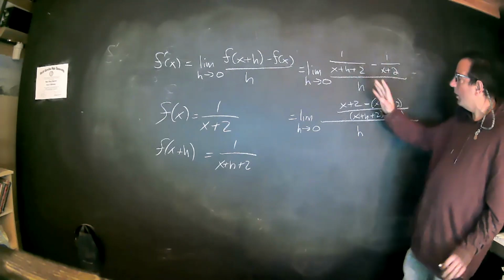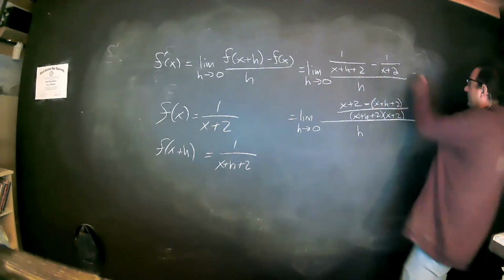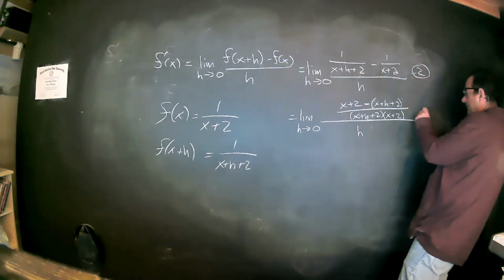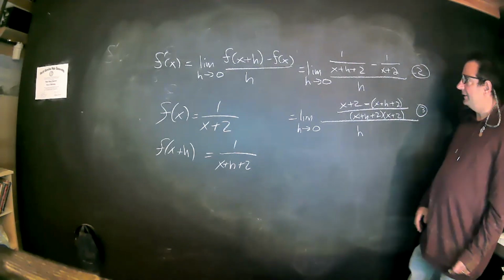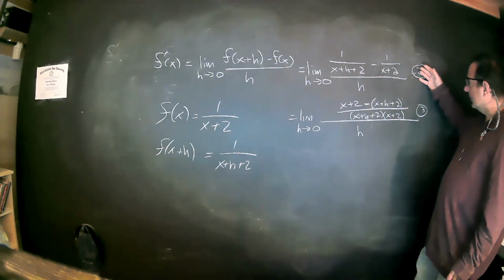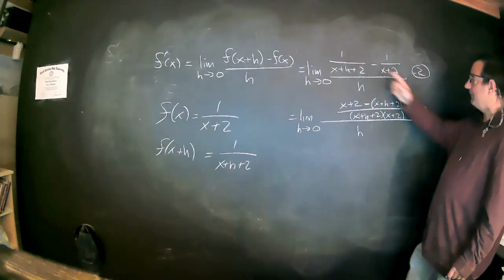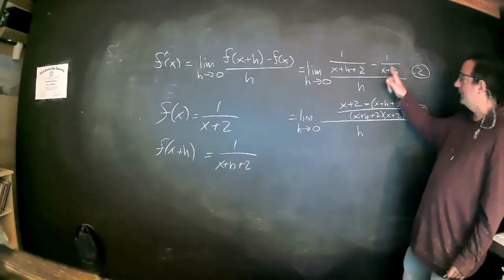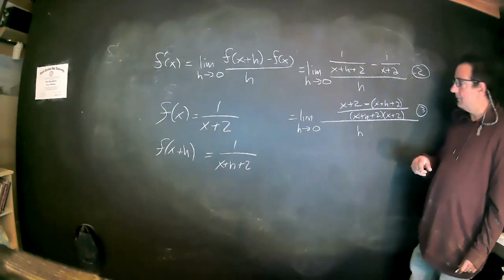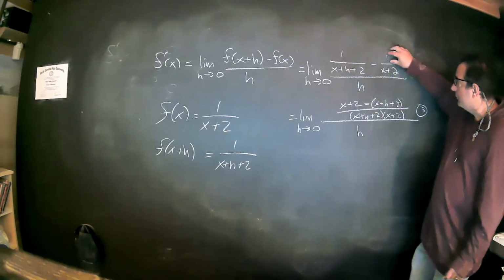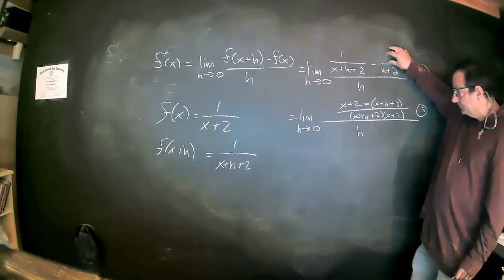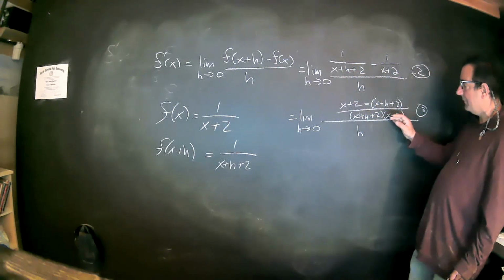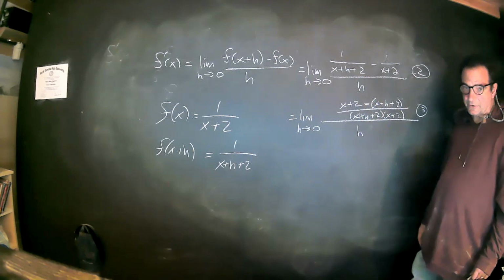So all we did between step 2 and 3 is deal with this fraction, find the common denominator, and place x plus 2 in the numerator over there, and x plus h plus 2 in the numerator here. And because it's a common denominator, we wrote it all as one fraction.